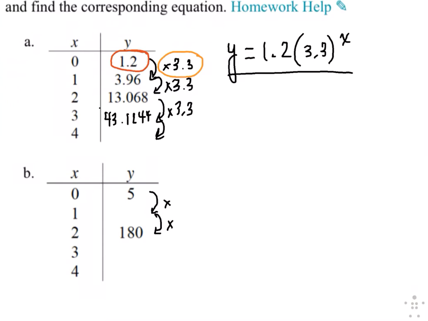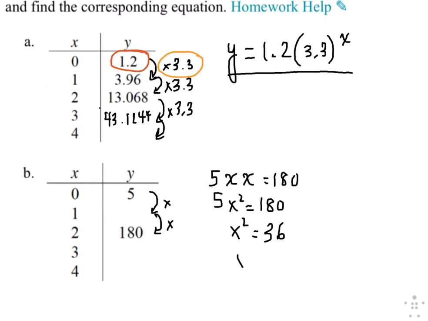So for the next one, b, we're multiplying 5 times something, and then multiplying it again, right? So if we couldn't figure out what it was in our head, we could say 5 times a number, like x, times that number again equals 180. So we'd get 5x squared equals 180, right? If I divide both sides by 5, I'd get 36, right? And then x is 6.